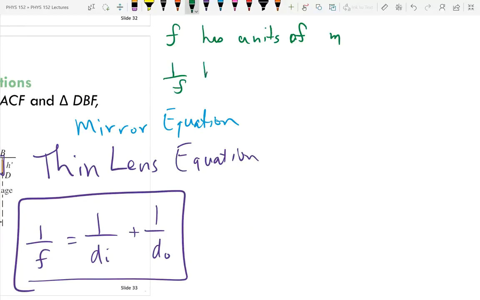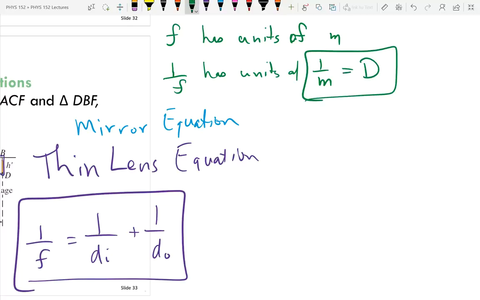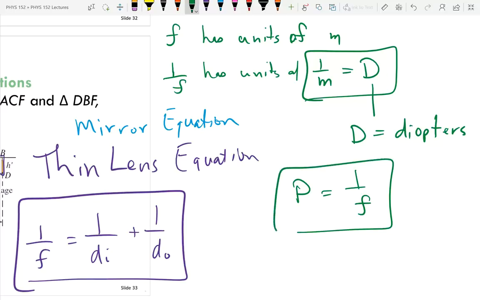1 over focal length then has units of, let's go with the redundant answer. What would 1 over focal length have units of? 1 over meters, which has a new name, diopters. And you might wonder, why? Why do we have a new name for 1 over focal length units? It's because that's how we measure the power of a lens. The lens power is 1 over the focal length in units of diopters.